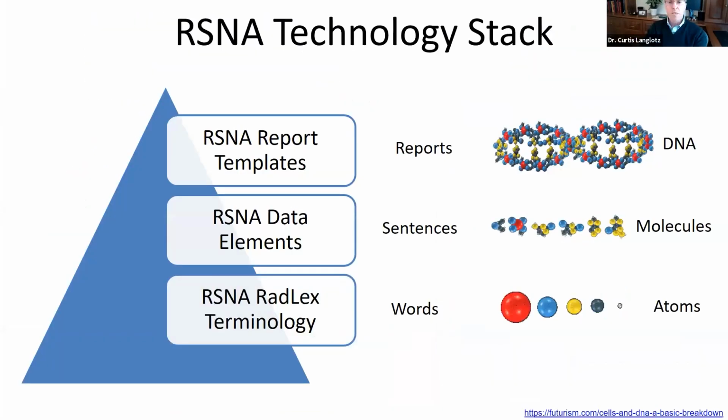I also just want to mention the RSNA technology stack for artificial intelligence and structured reporting, which I think will be, as Ella and others have mentioned, a critical part of screening. And you can think about it as a kind of spectrum. At the top, we have the RSNA report template library at radreport.org, which, if you can think of an analogy to DNA, is the complete report template, the whole document, and how you might organize the thinking around a particular clinical case.